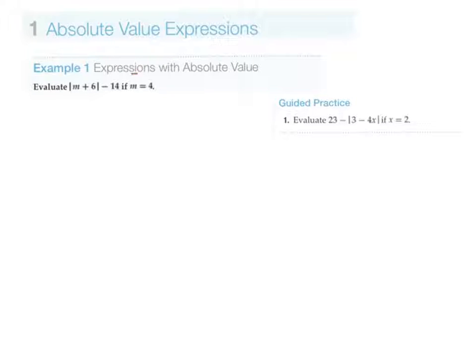We're going to do expressions with absolute value. And absolute value means you're going to get a positive number if it's not already positive from inside absolute values, which we use the straight line symbols. So we're going to solve this.